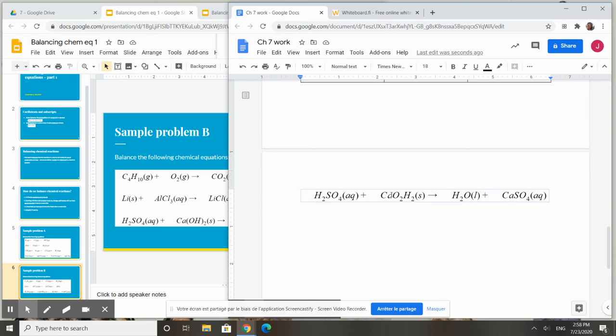So I'm going to actually start with my CaO2H2. I see that my calciums are balanced. The only thing that is not balanced is I've got 2 plus 2, 4 hydrogens on my left, whereas I only have 2 on my right. So I put a 2 here. And in doing so, my entire equation is actually balanced.